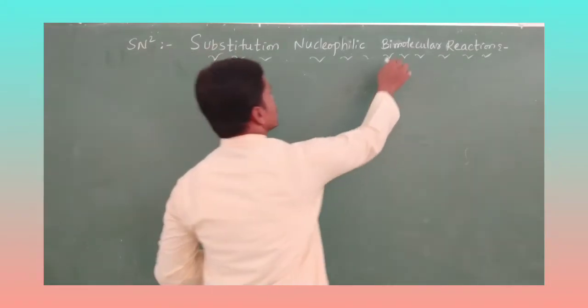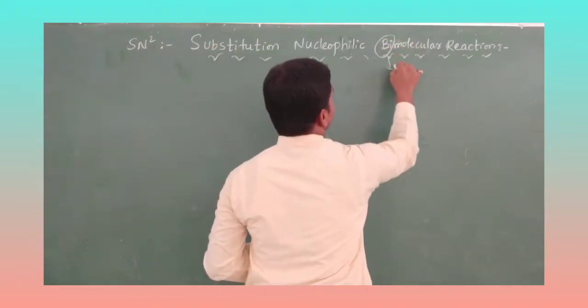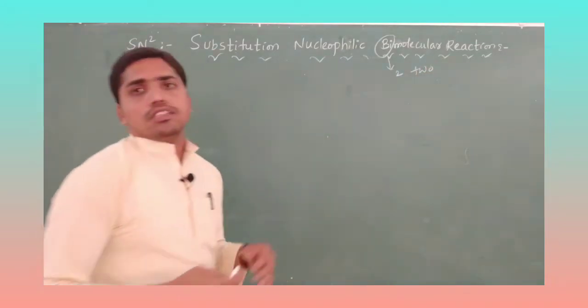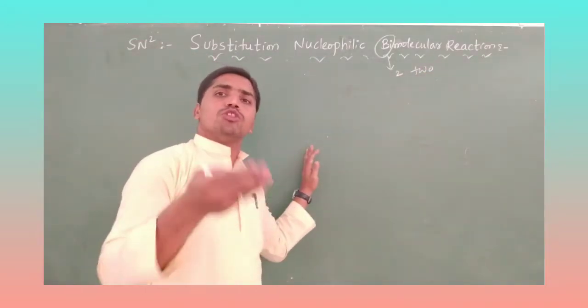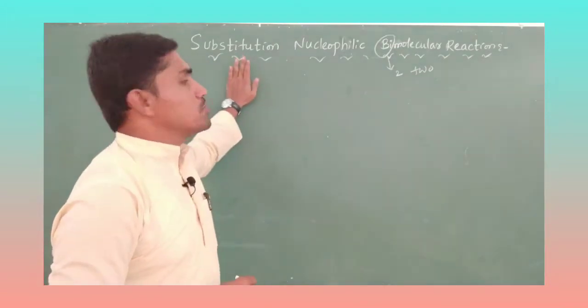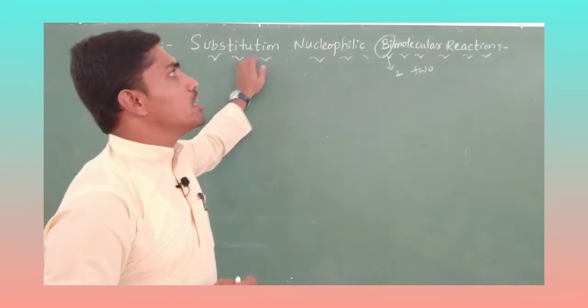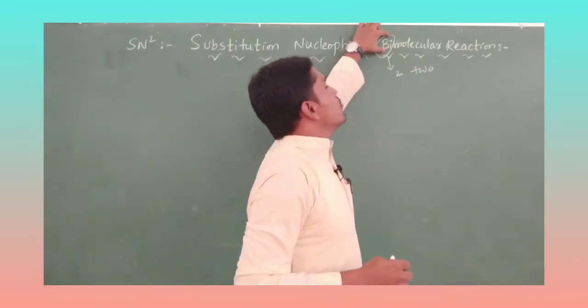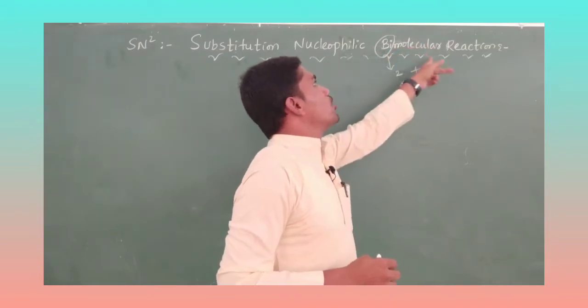See, the meaning of 2 is that this type of reaction depends on both the reactants. This type of substitution depends on both reactants. That's why it is simply known as a bimolecular reaction.